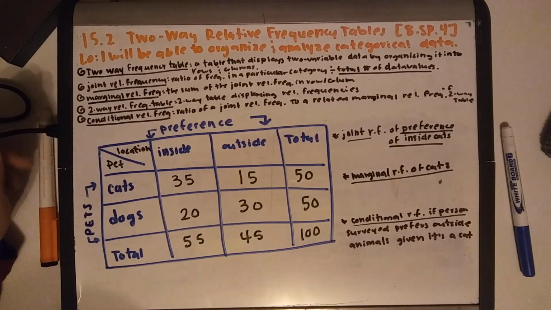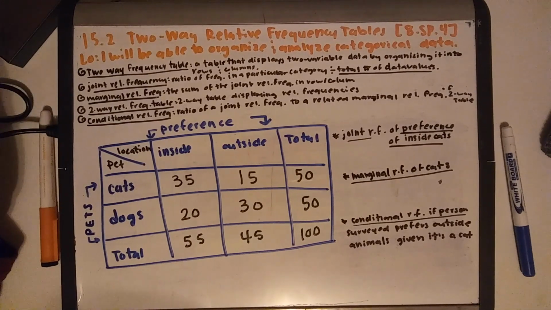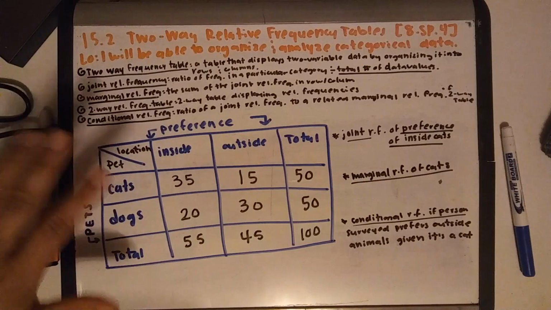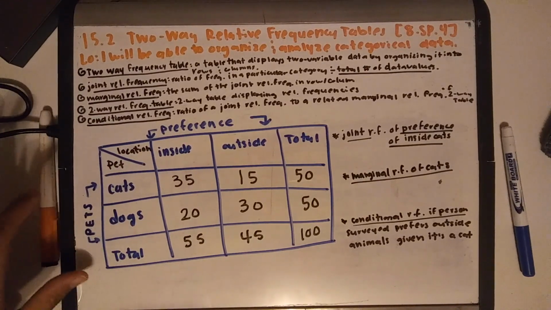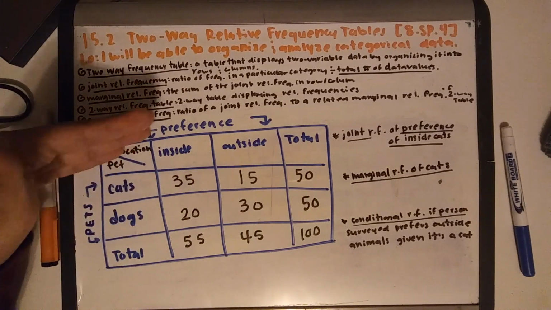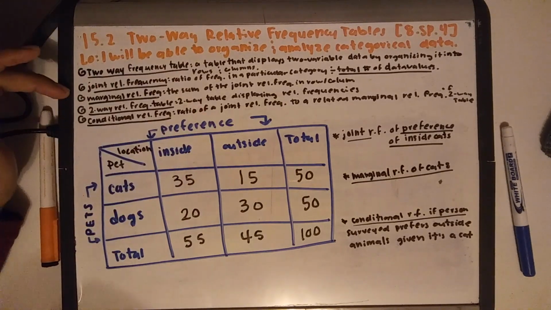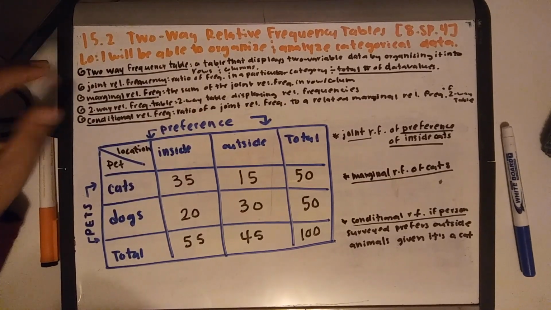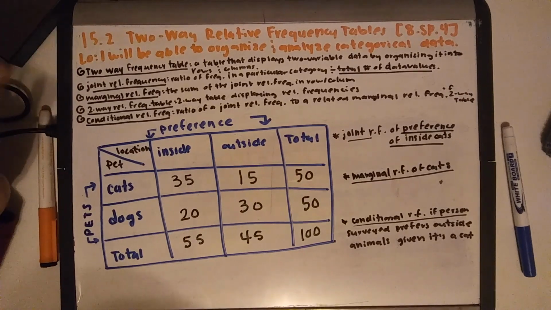Again, two-way frequency tables. A table displays information by organizing the information by rows and columns. Again, I'm going to change it a little bit. So this is the kind of pets, and then the preference of people, where they want them, inside or outside. And then joint relative frequency. Again, it's a little more specific than relative frequency.